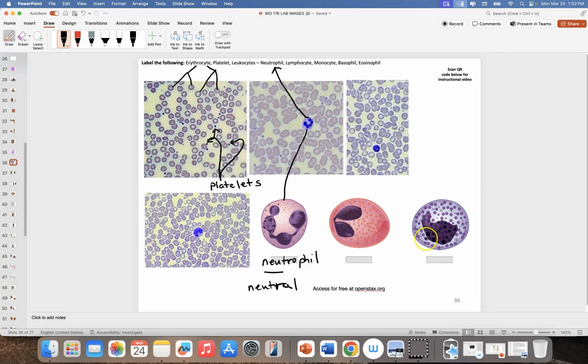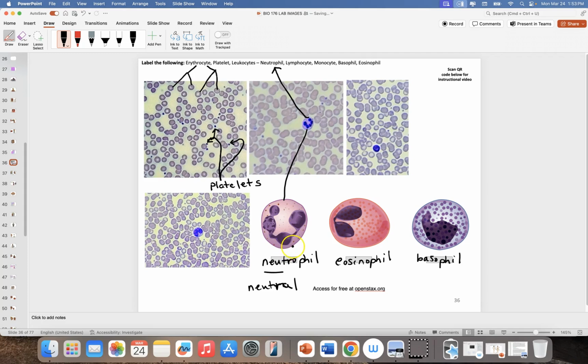The next two cells that we have here, I don't have pictures of them from underneath the microscope because they are found in very low numbers in our blood, and they're very hard to find and photograph on the blood smear slides. We will look for them in lab, but for this video to introduce them, we'll go ahead and use this figure from the Anatomy OpenStax textbook. This first one here is the eosinophil, and the next one is the basophil.